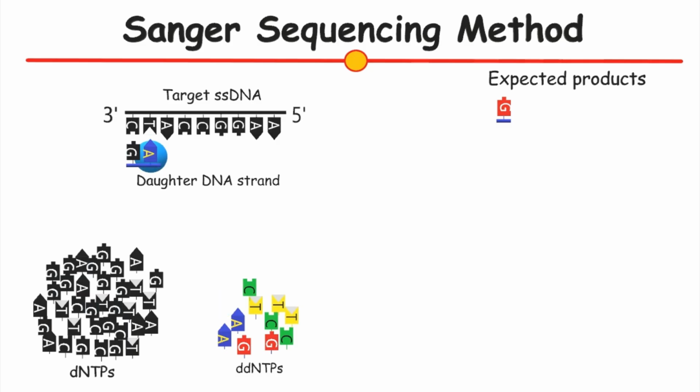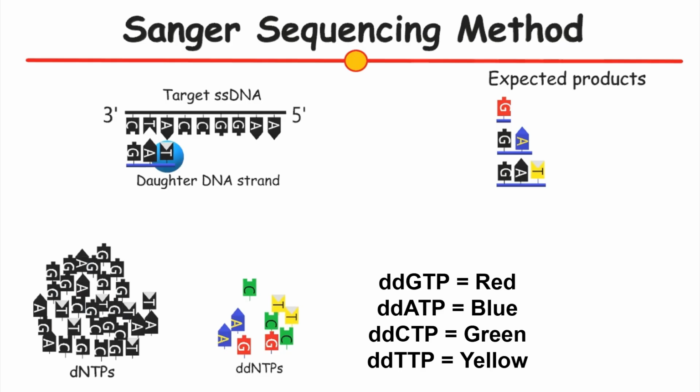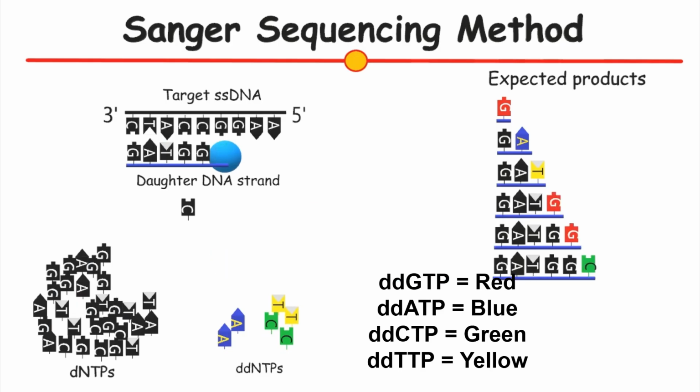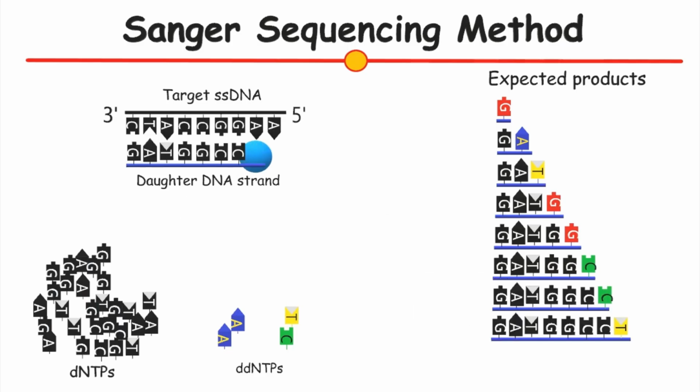And at the second base, again there are 2 possibilities. If ddATP is added, the chain will terminate. Note, in this case, the DNA is 1 base longer than the previous one. If dATP is added, the chain will continue elongation. In this way, we can generate many DNA fragments that terminate at different positions.